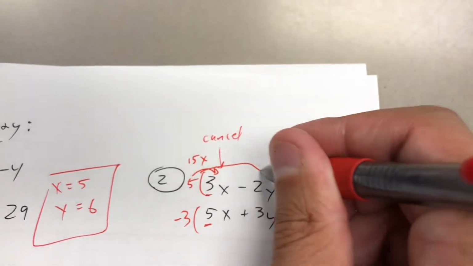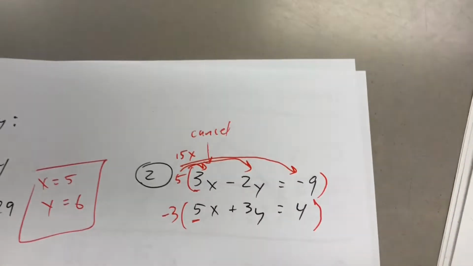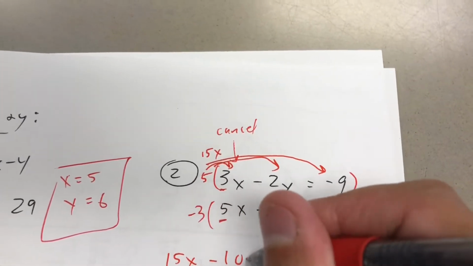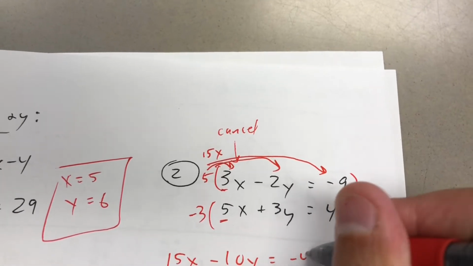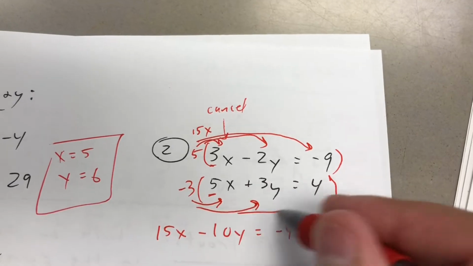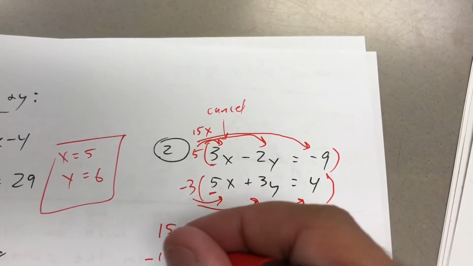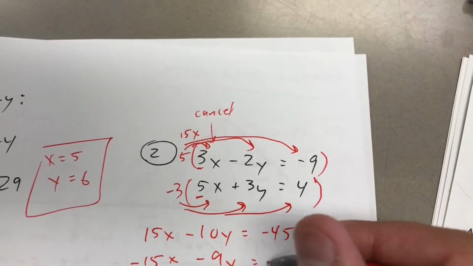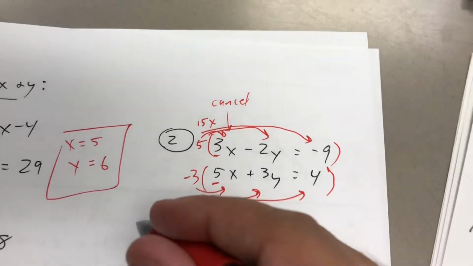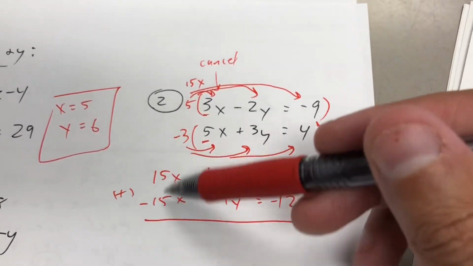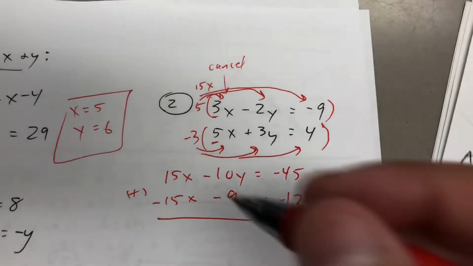So remember, everything in your equation, all parts, need to be multiplied by 5. So that's going to be 15x minus 10y is equal to negative 45. Second equation, everything gets multiplied by negative 3. We're going to get negative 15x minus 9y is equal to negative 12, okay? If you have the same signs, you should subtract the two equations. I have opposite signs, so I'm going to add.